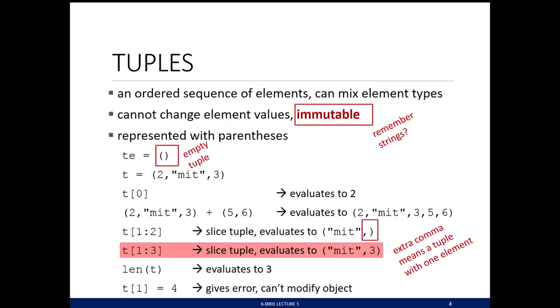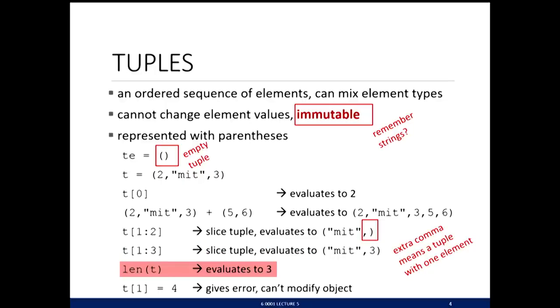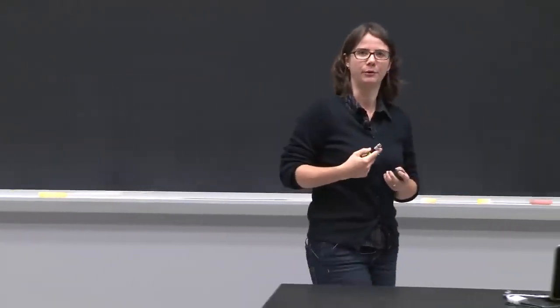And we can do the usual operations like get the length of a tuple, which says how many elements are in my tuple. And len of this t would evaluate to 3 because there are 3 elements inside the tuple, each element, again, separated by a comma. And just like strings, if we try to change a value inside the tuple, in this case, I wanted to try to change the value of the second element to 4, Python doesn't allow that because tuples are immutable.